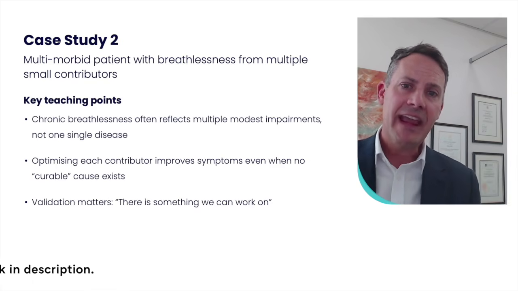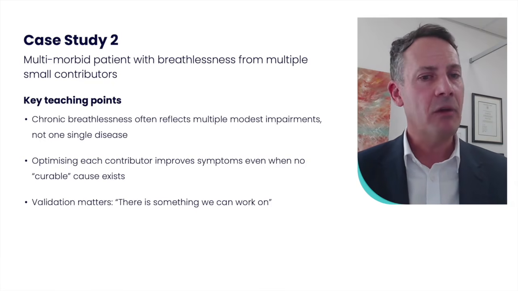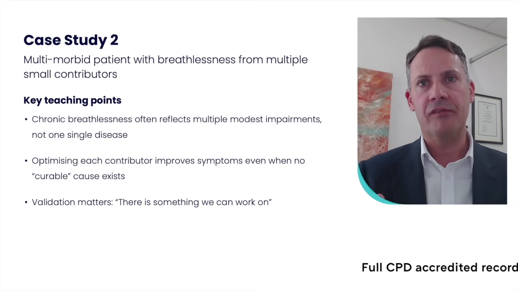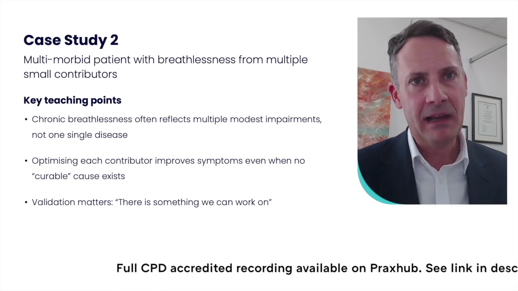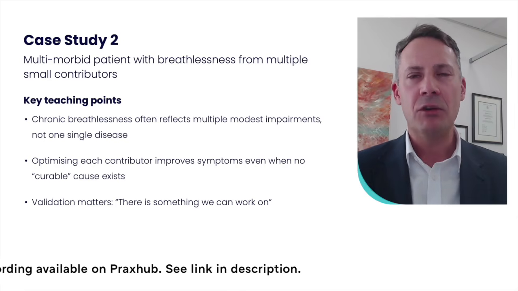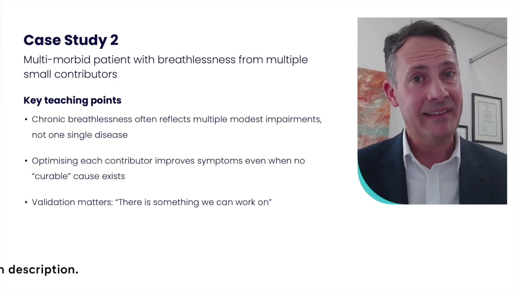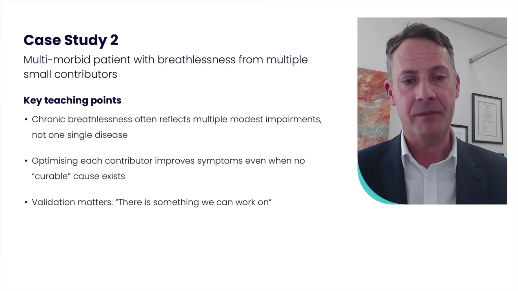So the key teaching points from that study in that patient is that chronic breathlessness often reflects multiple inputs from many systems, and typically not just one single disease. And our aim is to optimize each to improve a patient's symptoms, because their breathlessness at the end of the day is their symptom, and we want to try relieve them of that burden.